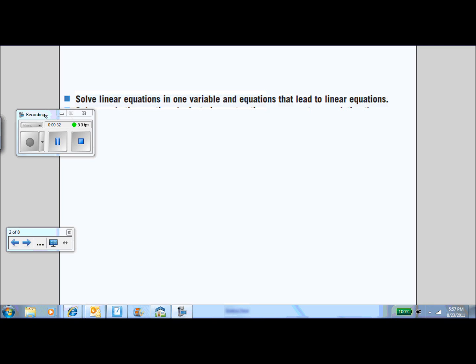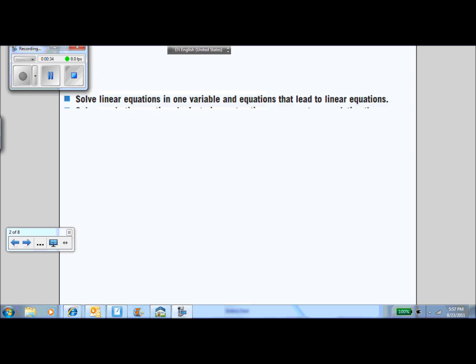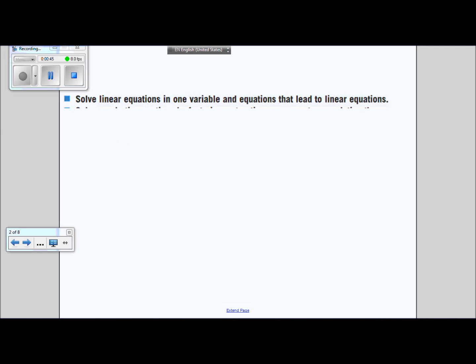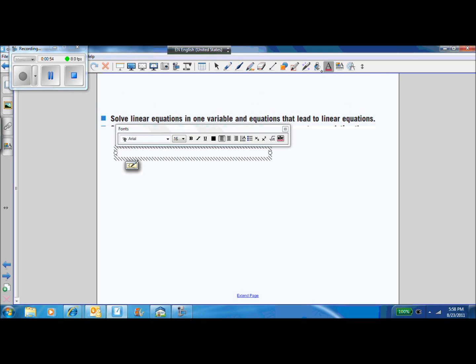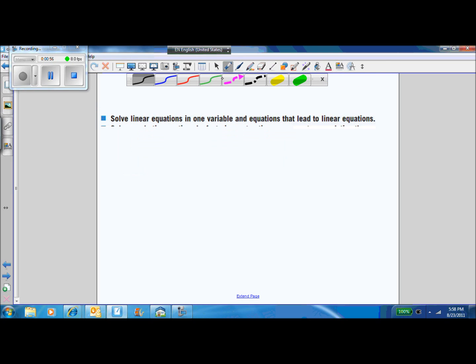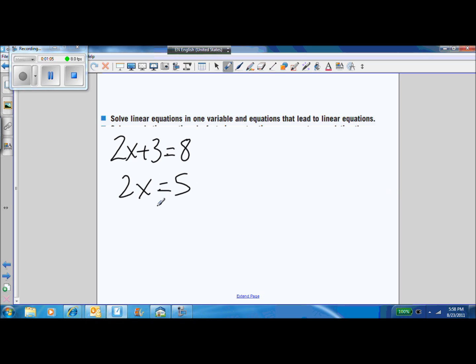Solving linear equations in one variable and equations that lead to linear equations. So that's stuff like this. And what do they mean by equations that lead to linear equations? Well, solving a linear equation in one variable, 2x plus 3 equals 8. You've seen those before. You subtract the 3 from both sides and then divide by 2. And of course it can get more complicated with more grouping symbols and so forth.